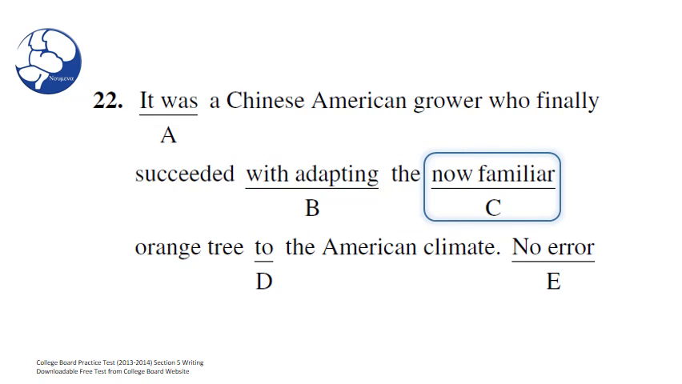Now familiar. We can do a modifier check here. There are no other possible errors that could occur. So now is functioning as an adverb and it's modifying familiar. When was it familiar? Now. So in this case, we need to do another check with the adjective familiar. Familiar seems to be modifying the noun orange tree. Can an adjective modify a noun? Sure. And can adverbs modify adjectives? Sure can. So why aren't we moving on to point D? Let's move on to D.